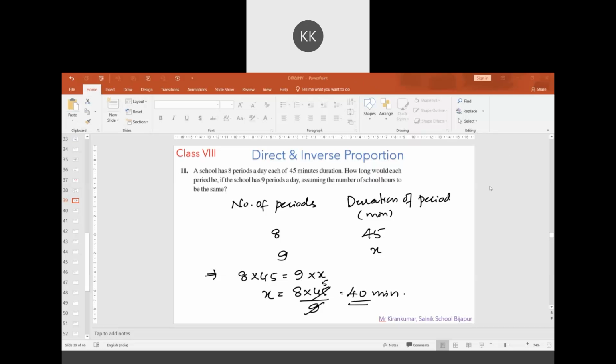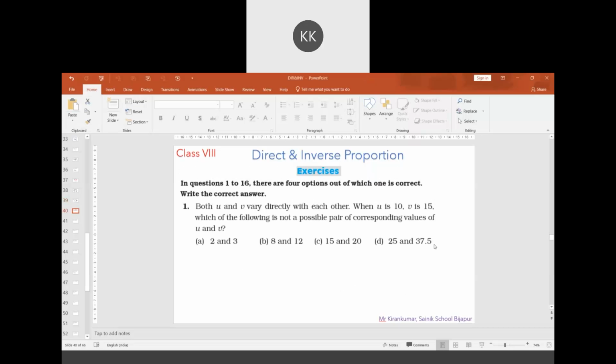Should I take the new lesson, or shall we continue with direct and inverse proportion from NCERT exemplar, at least objective type questions? Objective type, sir. Okay, sir. This is the first question. Totally, there are only 16 questions related to this chapter.